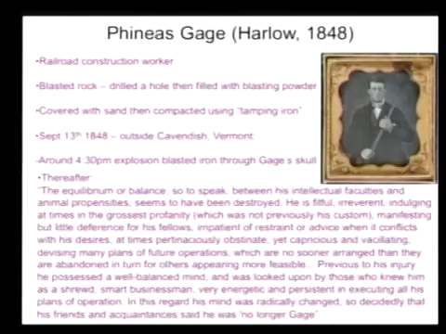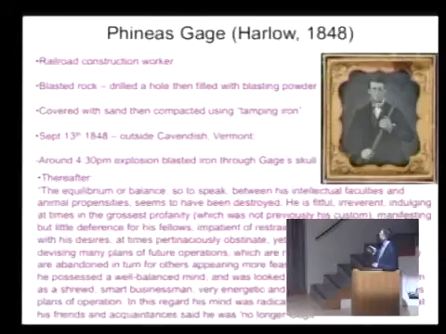he was Gage's physician, and he reported on the fact that there appeared to be a big change in Gage's behaviour. So he said, the equilibrium or balance, so to speak, between his intellectual faculties and animal propensities seems to have been destroyed. So after he had this brain injury, he is fitful, irreverent, indulging at times in the grossest profanity, which wasn't previously his custom, manifesting but little deference for his fellows, impatient of restraint or advice when it conflicts with his desires, at times pertinaciously obstinate, yet capricious and vacillating, devising many plans of future operations which are no sooner arranged than they are abandoned in turn for others appearing more feasible.